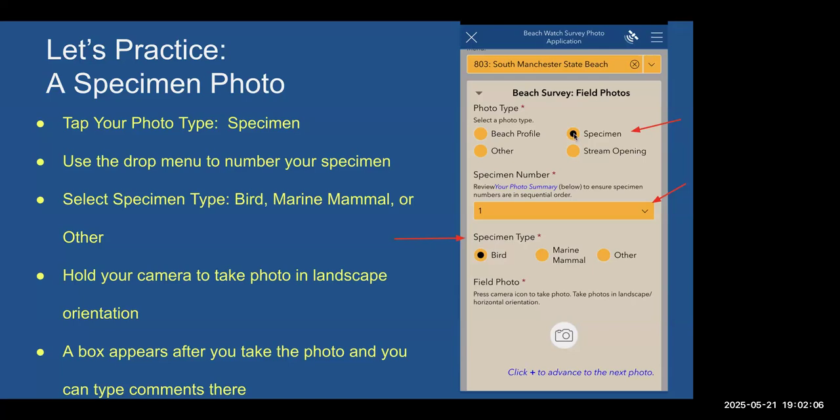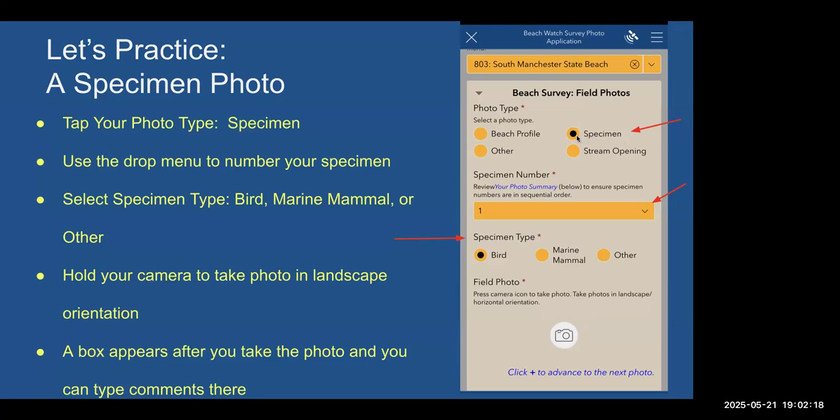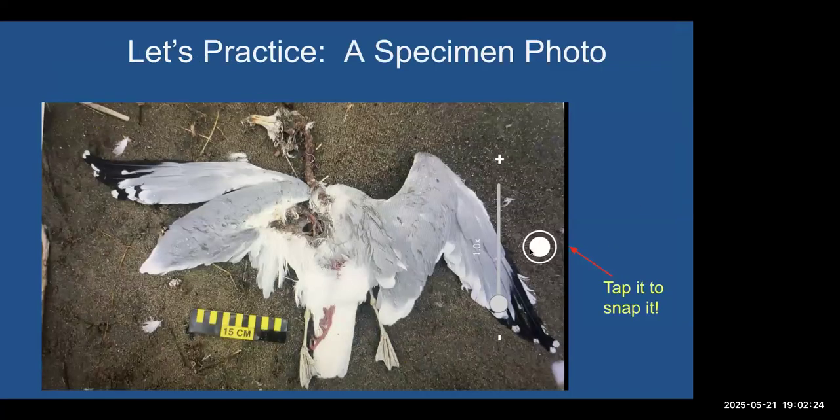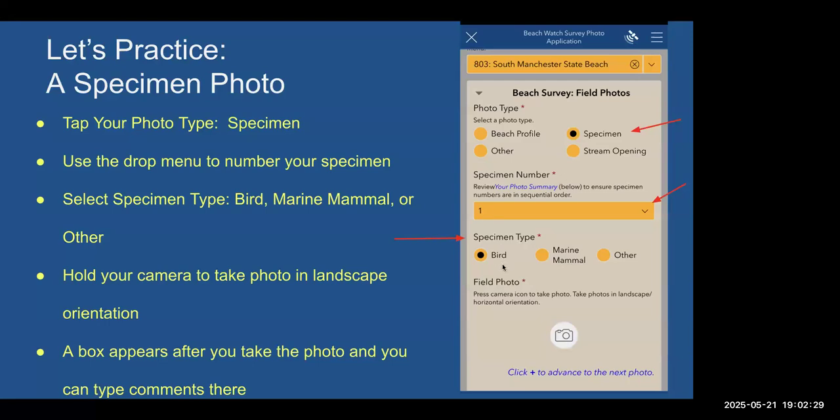So again, you're going to populate these two questions before you take the picture. You're going to tap your photo type, specimen, and then use the drop menu to number your specimens. So we're going to start with 1, and whoops, back please. Select your specimen type: bird, marine mammal, or other. And other would mean other vertebrates. Like on my last Manchester survey, I had a dead mule deer on the beach, so I would have tapped the other button. So again, you hold your camera in the landscape orientation.